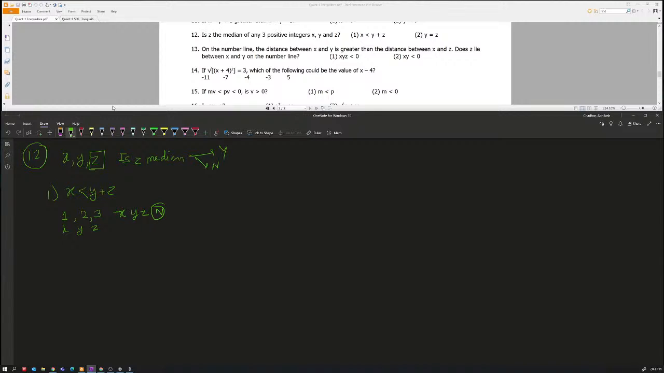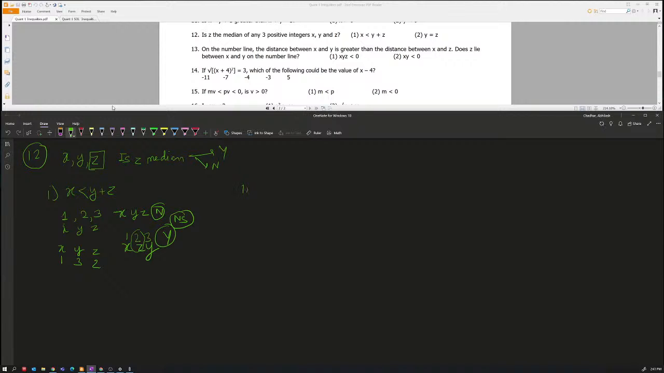Let's take x equal to 1, y equal to 3, and z equal to 2. In that case, this inequality is also satisfied, and we get the arrangement in increasing order as x, z, y, because x is 1, z is 2, and y is 3. So again, the median is 2 here. So we get a yes answer. So this statement is not sufficient.